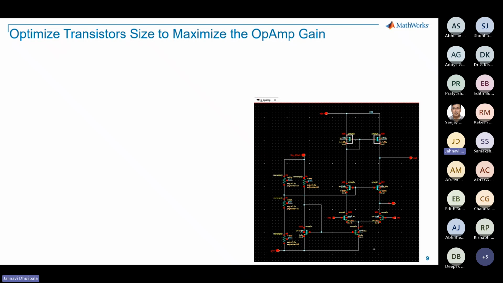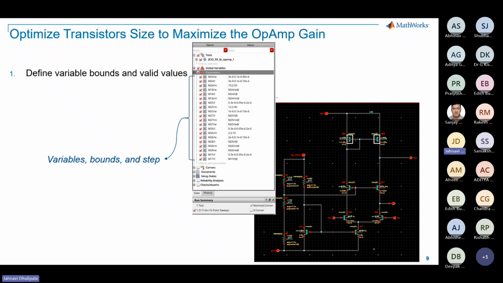The first step involves identifying the variables, boundaries, and valid values for optimization. Here we have chosen the transistor sizes, which you can see here: the width, the length, and also the multiplication factors. Some transistors are paired in a mirror configuration, so certain variables are interdependent. Notably, the transistor length can only be adjusted in increments of 0.1 micrometers, turning this into an integer optimization problem rather than a continuous one.